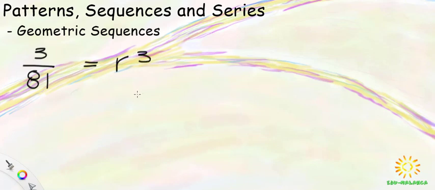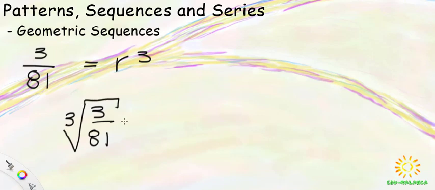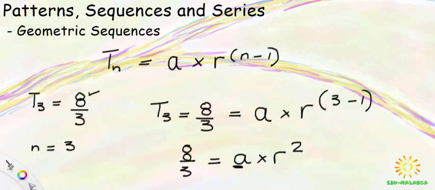What we'll then do is to use our calculator. We're going to calculate the third root or the cube root of 3 over 81. On your calculator, it's a root that has a 3 in front of it. So the cube root of 3 over 81 is going to be equal to r. That's how we're going to solve for r. And that's equal to 1 over 3. We've now found out what r is in the general term of our sequence.